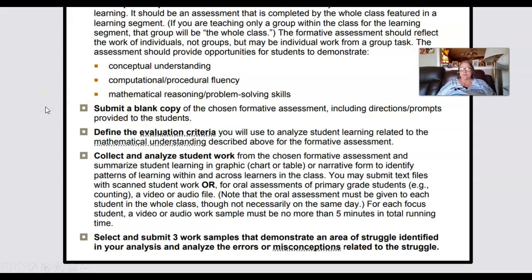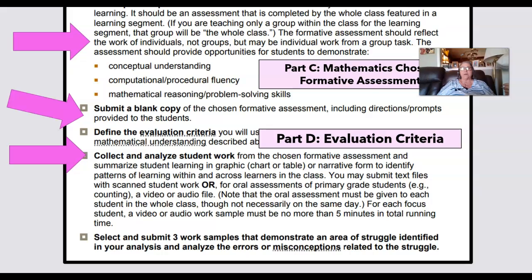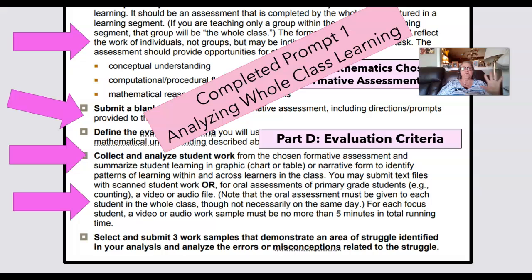With this, like we've just said, you will have already developed your formative assessment, which should have included conceptual understanding, procedural fluency, and mathematical reasoning or problem solving. You would have submitted a blank copy of this chosen formative assessment, which is your artifact part C. You would have defined your evaluation criteria, which is your artifact part D. And that evaluation criteria is for the mathematics chosen formative assessment. And so all of that is completed when you finish prompt 1 of analyzing whole class learning.